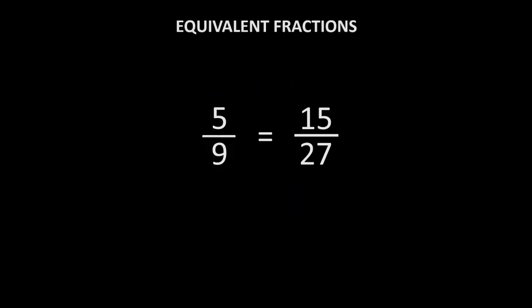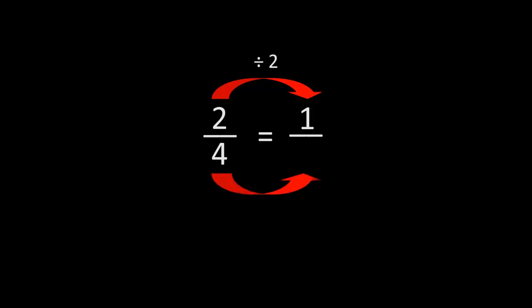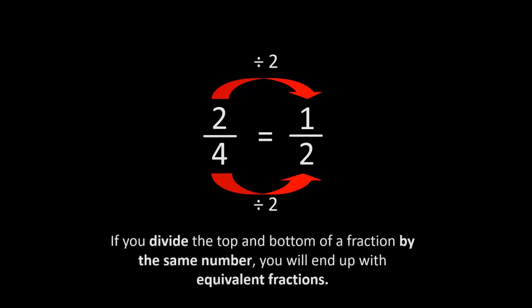And now let's go back to our 2 quarters of the pizza. We don't always have to multiply. We could divide. If we divide the top number by 2, we get 1, and if we divide the bottom number by 2, we get 2. So we get 2 quarters and a half, and we know those are equivalent because we showed that with our little pizza illustration. So if you divide the top and bottom of a fraction by the same number, you'll end up with equivalent fractions.